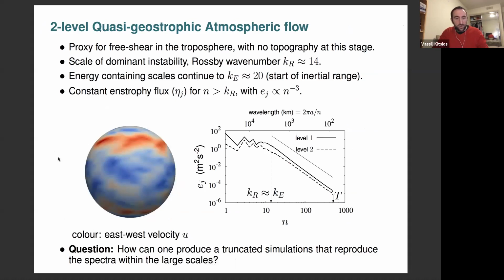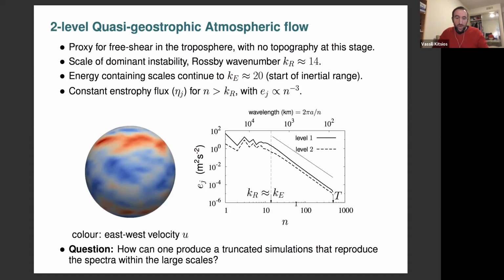So to orient yourself in the physical interpretation of this configuration, it's a proxy for free shear in the troposphere. So this is a 2 vertical level quasi-geostrophic baroclinic model. For this initial case, there's no topography, but we will add topography in for the case to follow. The dominant instability here are Rossby waves centered at a wave number of 14. The energy containing scales, or the flow specific, season specific scales, if you like, extend out to about the 20th wave number, past which we have a constant enstrophy flux inertial range with the kinetic energy decaying with an n to the -3 self-similar proportionality.